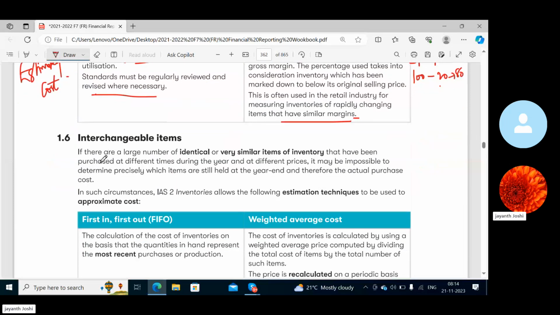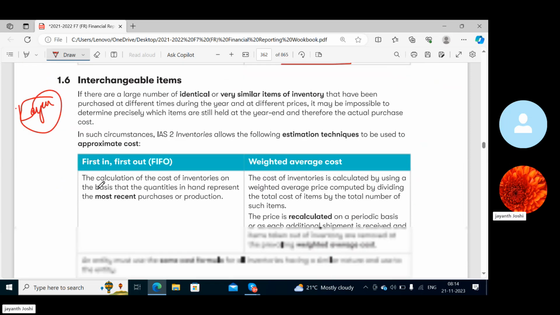Interchangeable items. See what happens when you have many different types of items and different types of pricing, and you have layers of inventory. Then what method do you have to use to find out the COGS or cost of goods sold? FIFO and weighted average, right?